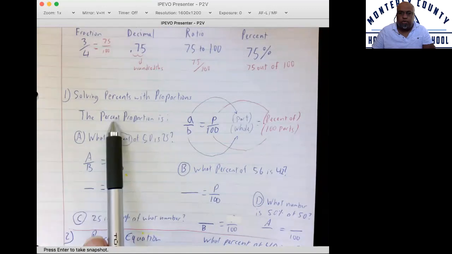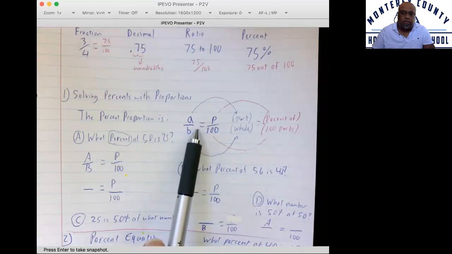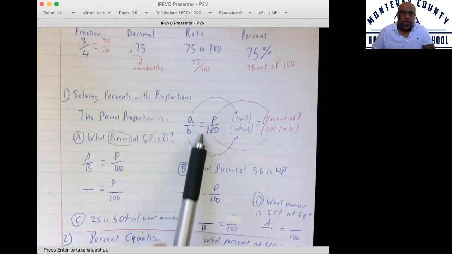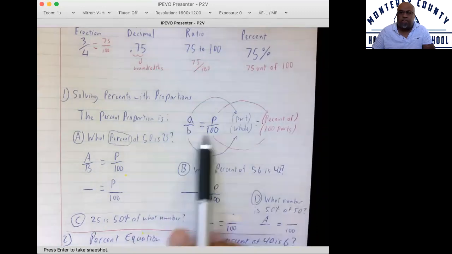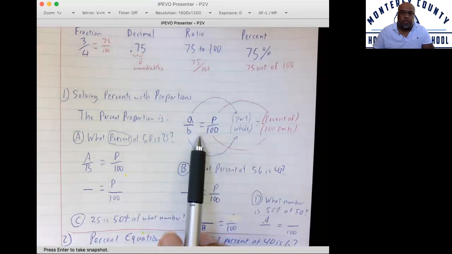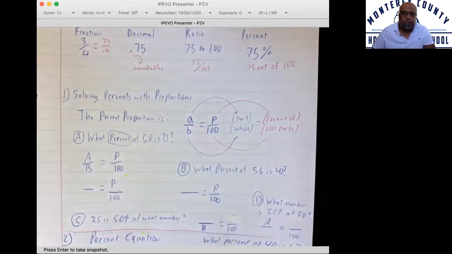The percent proportion is known as this: A is to B as P is to 100. This proportion is actually a formula that you can use. Please memorize it. A is to B as P is to 100. Now I want to tell you what each of these are.